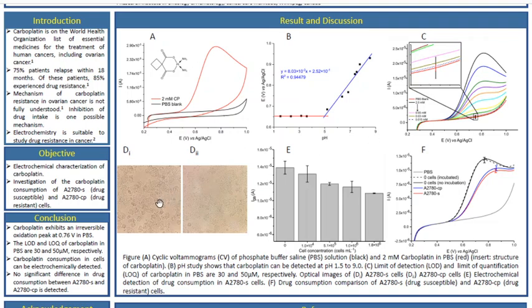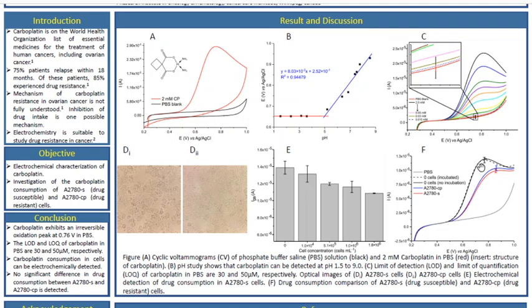Figure D-I shows the drug-susceptible cells. Figure D-II shows the drug-resistant cells. To detect drug consumptions, we expose different cell concentrations to carboplatin solutions. Then we remove the cells and measure the carboplatin concentration in the remaining solutions. As the cell concentration increases, the peak current decreases, indicating a drop in carboplatin concentration, and thus drug consumption is detected. Finally, we want to compare the drug consumptions in susceptible and resistant cells.